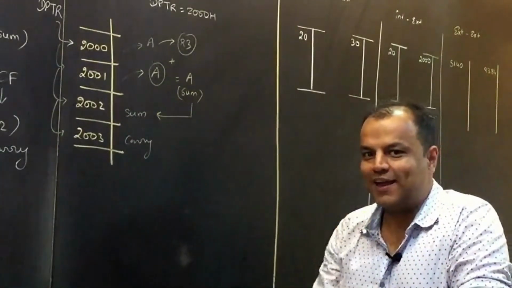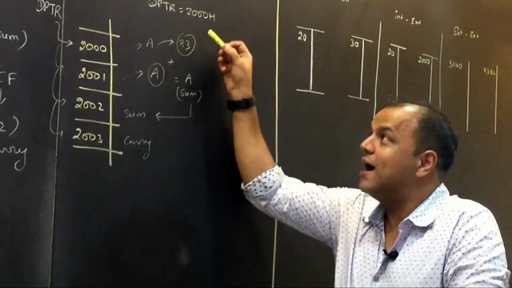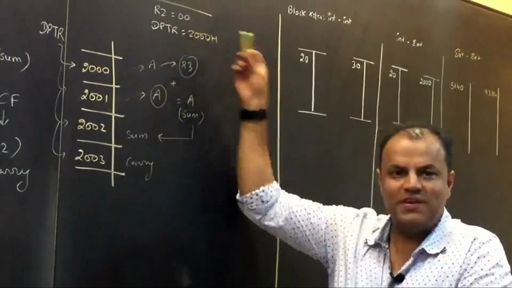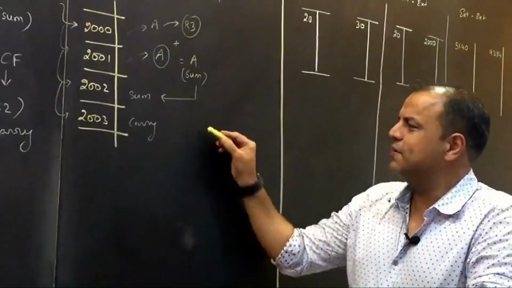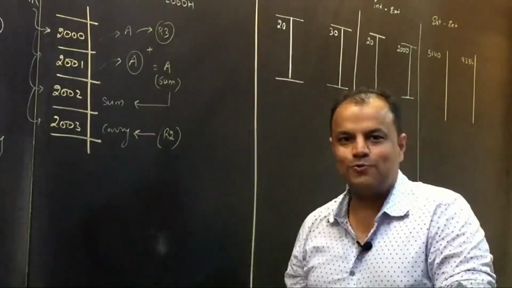Check for your carry. Who has the carry? R3. No, R2. I'm sorry. Who has the carry? R2. We had assumed R2 to be 0. Same logic. If there is a carry, increment R2. If there is no carry, skip. So who will have the final carry? R2. Store that final carry at 2003.